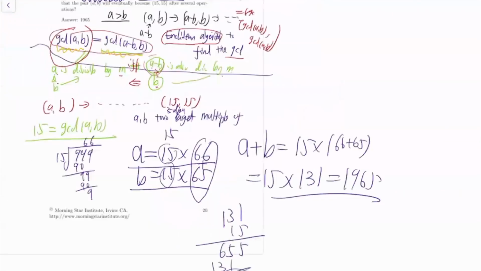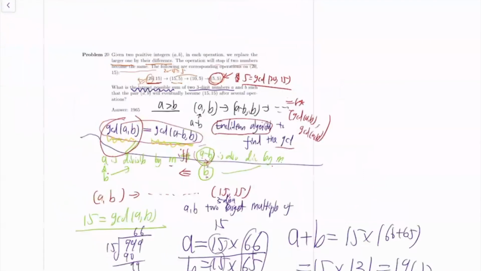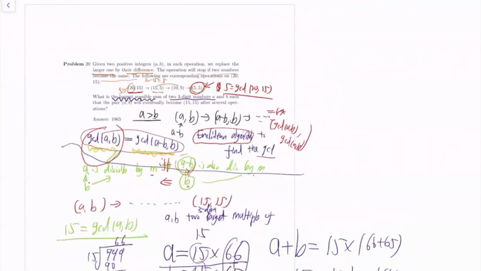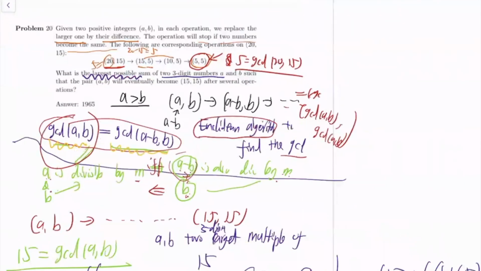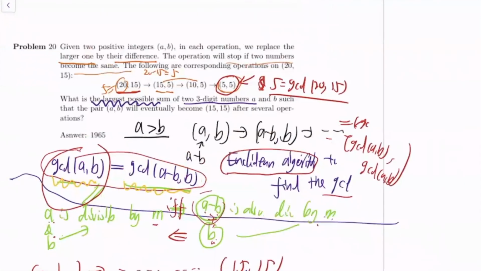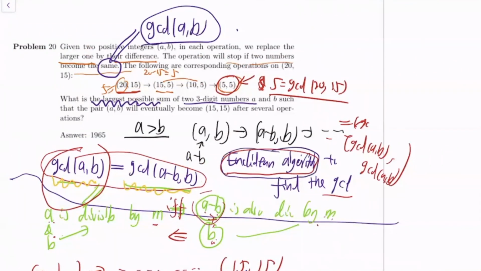Therefore, what's the whole point? The key point in the problem is that the operation eventually stops when the numbers are the same. So what is the same? The same equals the GCD of A and B. That is the whole point, which, as I said, is called the Euclidean algorithm to find the GCD.